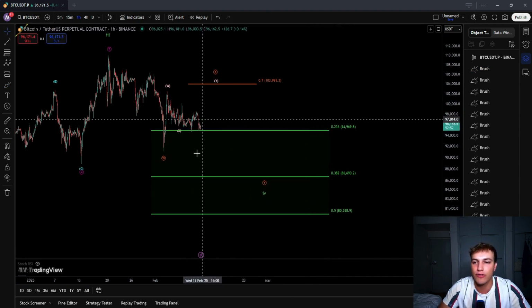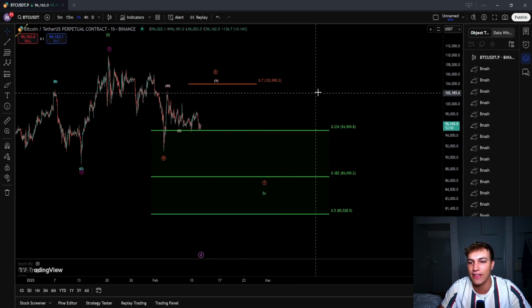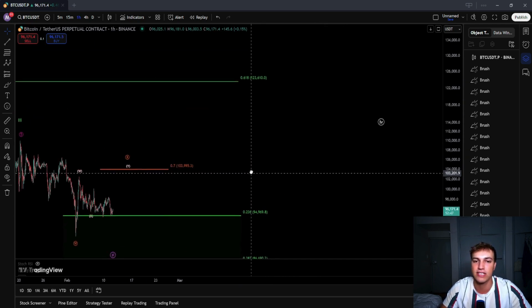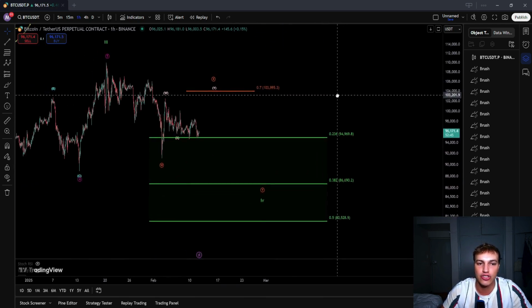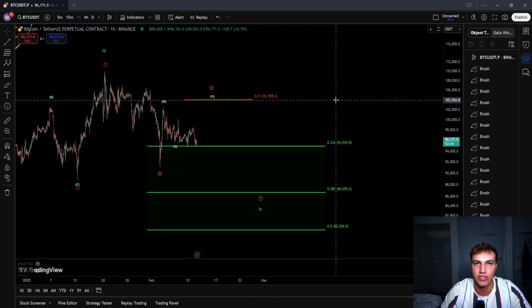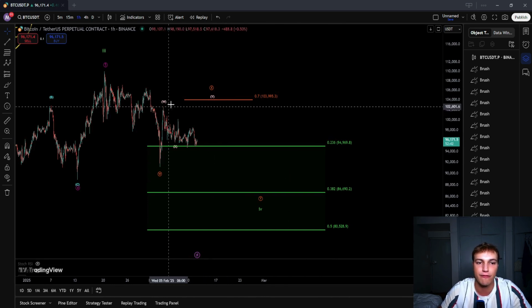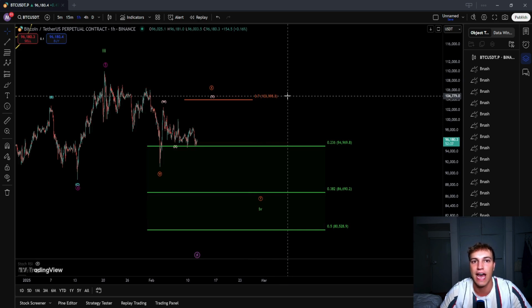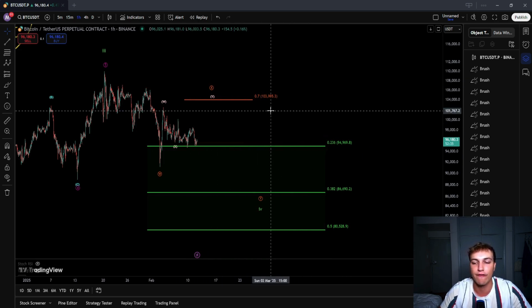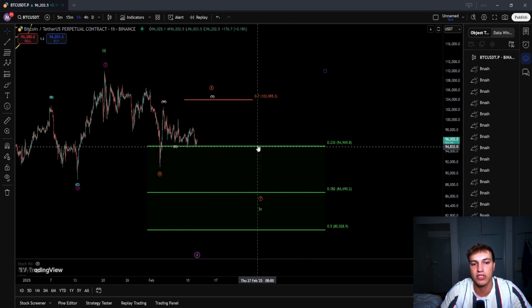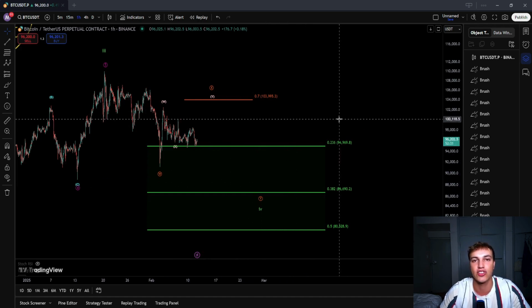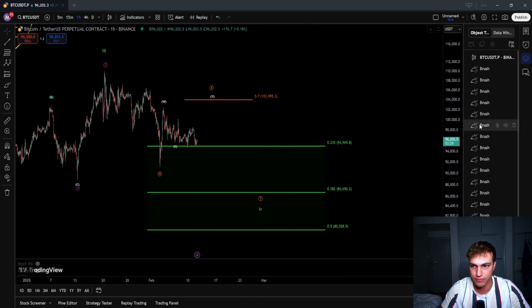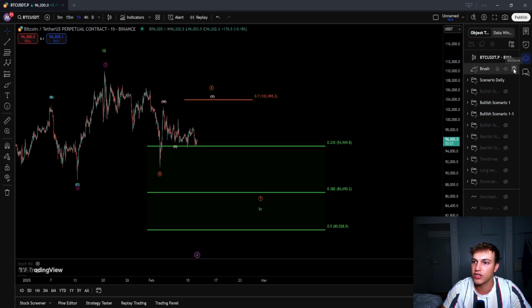That would finish off this entire corrective structure, and then we are looking for higher prices towards that $120,000-$130,000 target. But at the moment, volume is very low in the crypto space, and this does indeed often happen in these wave 4s. So it's very possible that this correction is soon to be over. Now, let me just delete all these brushes here, as these are all the education drawings.